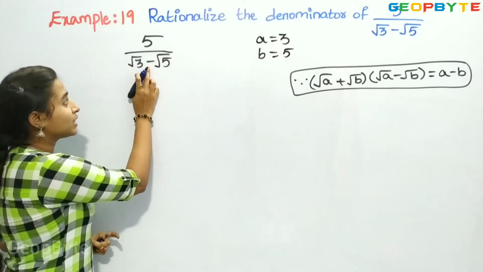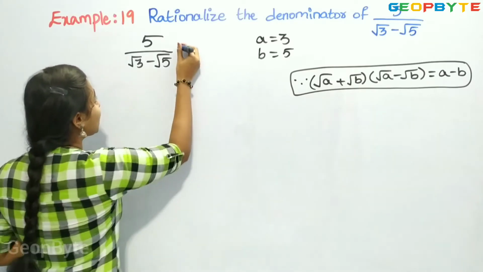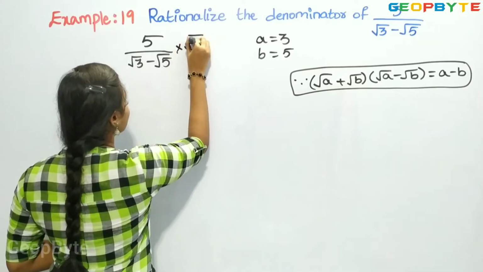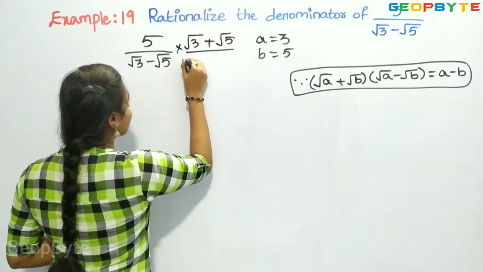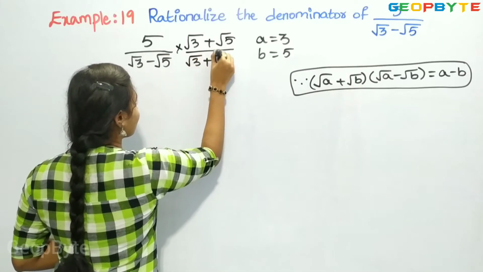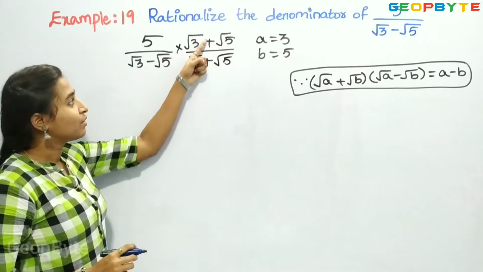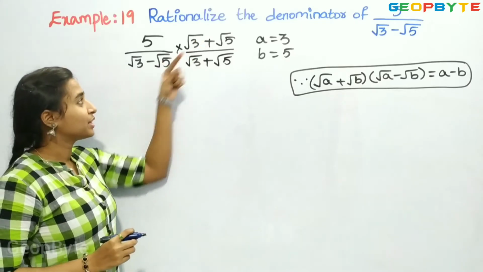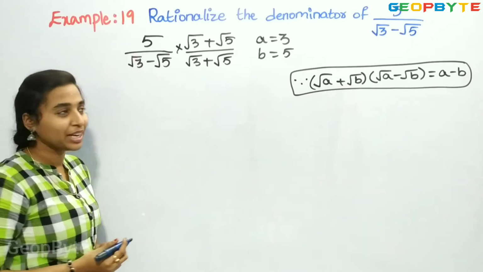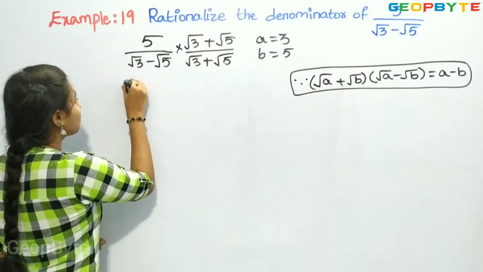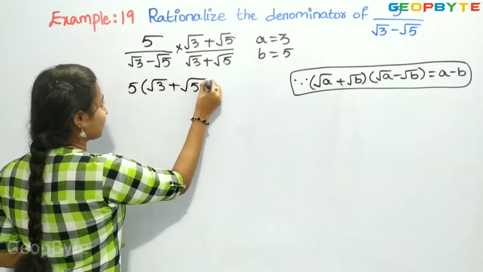Now as we have the minus sign already, we need to multiply and divide with root 3 plus root 5 by root 3 plus root 5. Right? As we have a minus sign already, we have divided and multiplied with the plus sign. Now, let us multiply the numerators and denominators. 5 into root 3 plus root 5.